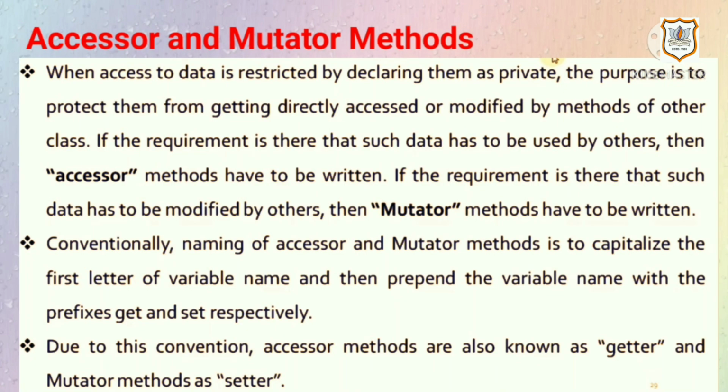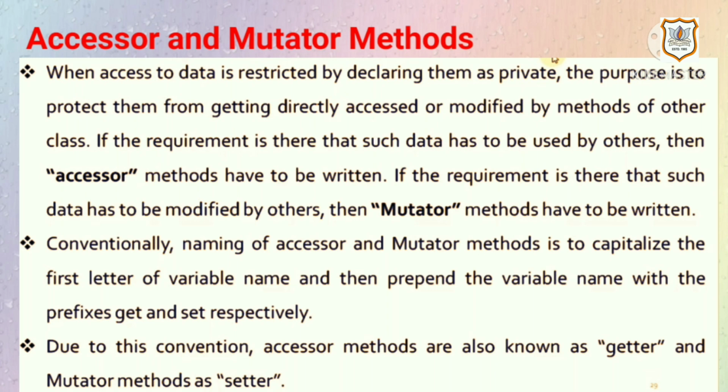Next topic is accessor and mutator methods. When access to data is restricted by declaring them as private, the purpose is to protect them from getting directly accessed or modified by methods of other class. If the requirement is there that such data has to be used by others, then accessor methods have to be written. If the requirement is there that such data has to be modified by others, then mutator methods have to be written.